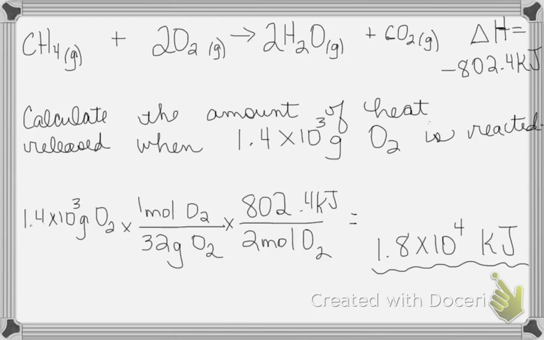The negative is not necessary. The negative is just telling us it's released. You can use the negative. But the question says calculate the amount of heat released. Okay, so realize the negative is, again, it's just telling direction.